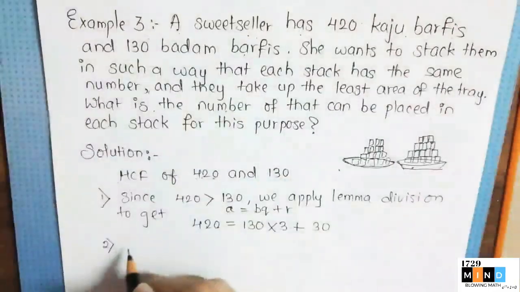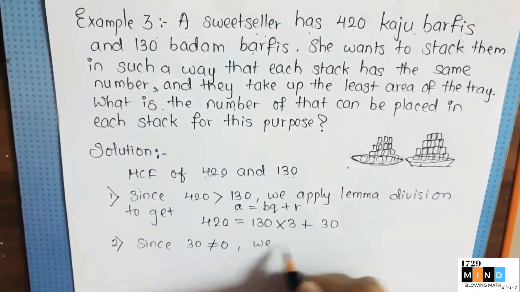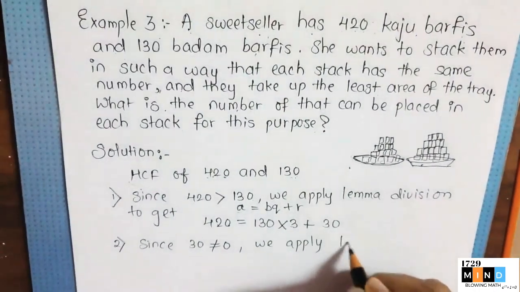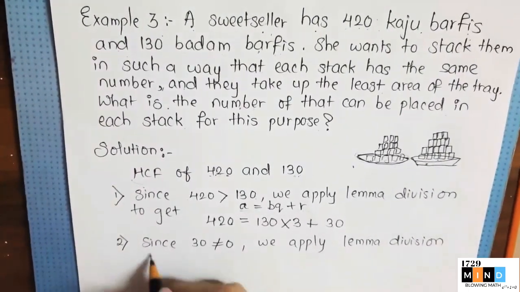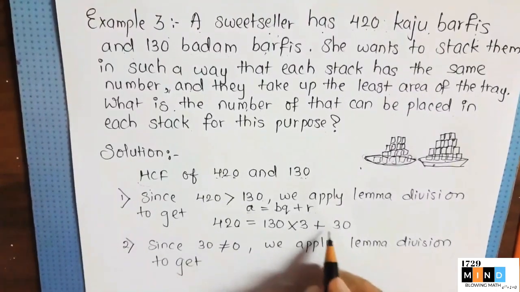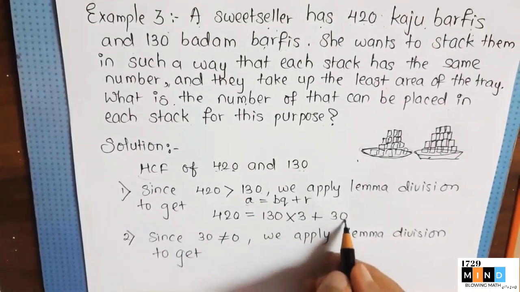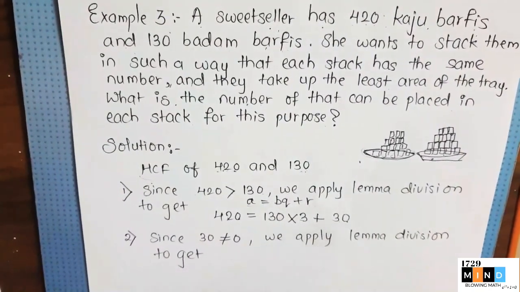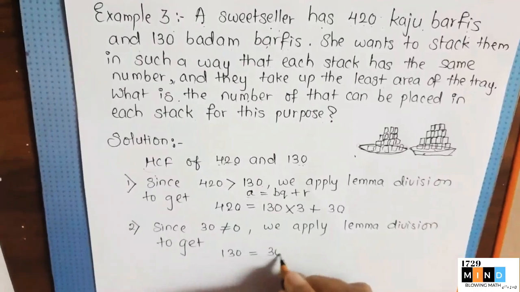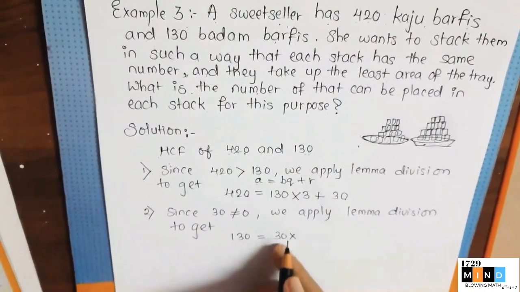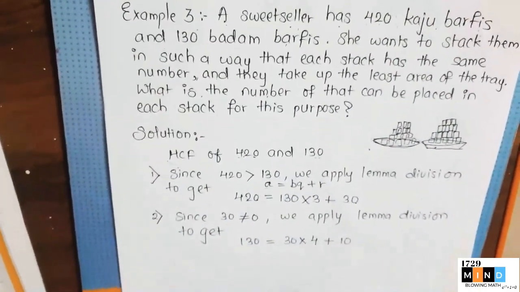what is the next step? Since 30 is not equal to 0, again we have to apply the lemma division method. Now here, what will be the dividend and what will be the divisor? Dividend will be 130 and divisor will be 30, that is the remainder. So we will get 130 is equal to 30 into 4 plus remainder 10.